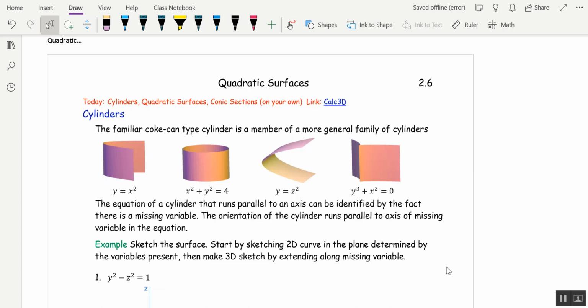Welcome to 2.6. Today we're going to talk about cylinders and quadratic surfaces. On the last page there's a review of conic sections, and you might want to do that first because we're going to be talking about a lot of conic sections today.